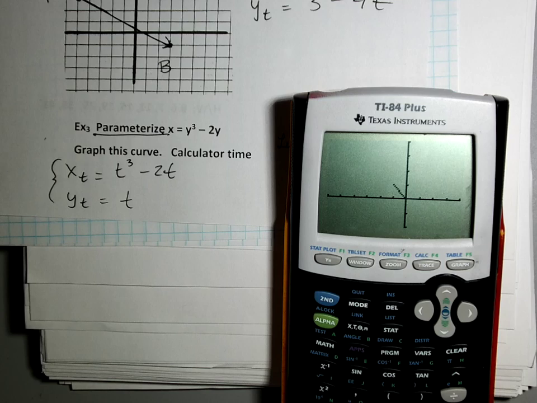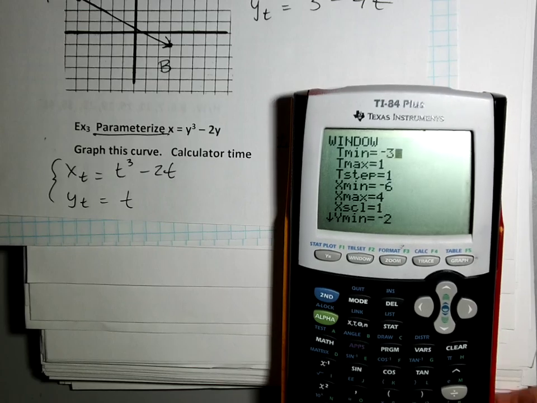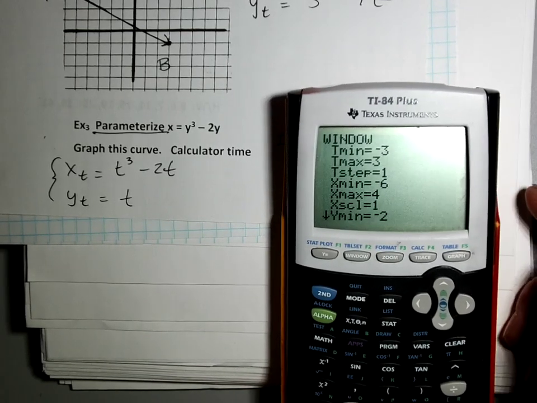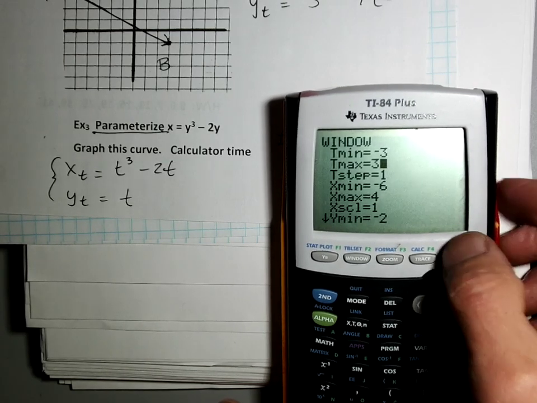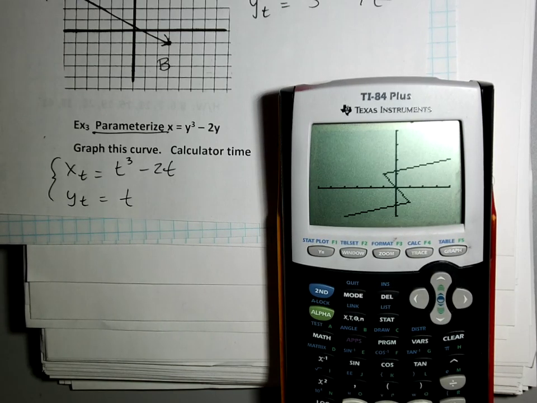So I go to my window, and let's make my time, let's go -3 to, say, 3, and I might see more of it, okay? So I change my time so I can see where it came from and where it's going. So now if I graph it, okay? Whoa. Now, looks kind of chunky, doesn't it? But we know if it's cubed, it's going to be curvy, okay?